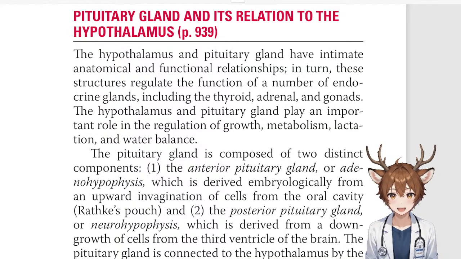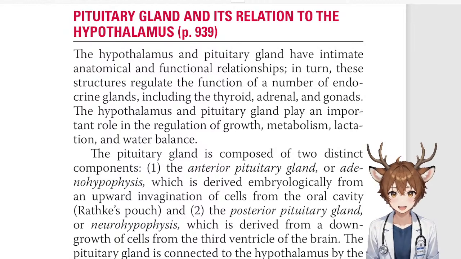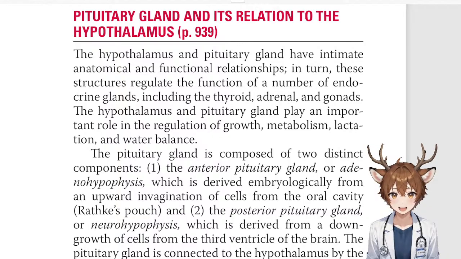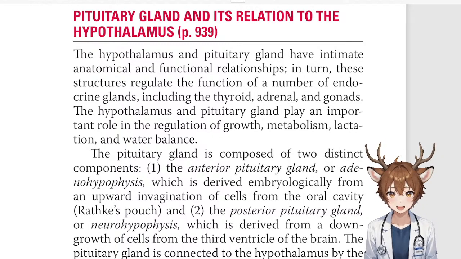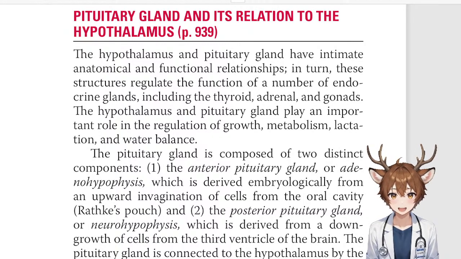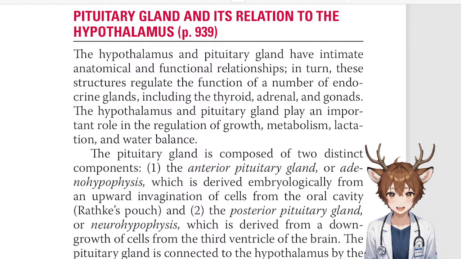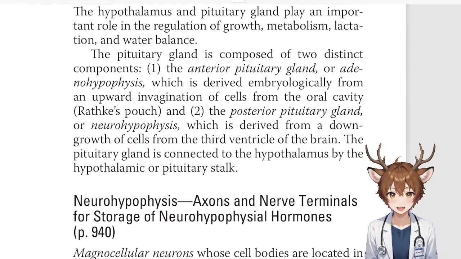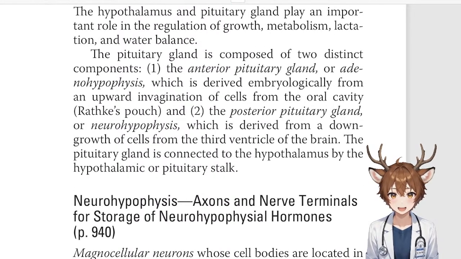The pituitary gland is composed of two distinct components. One, the anterior pituitary gland, or the adenohypophysis, which is derived embryologically from an upward invagination of cells from the oral cavity, Rathke's pouch, and two, the posterior pituitary gland, or the neurohypophysis, which is derived from a downgrowth of cells from the third ventricle of the brain. The pituitary gland is connected to the hypothalamus by the hypothalamic or pituitary stalk.